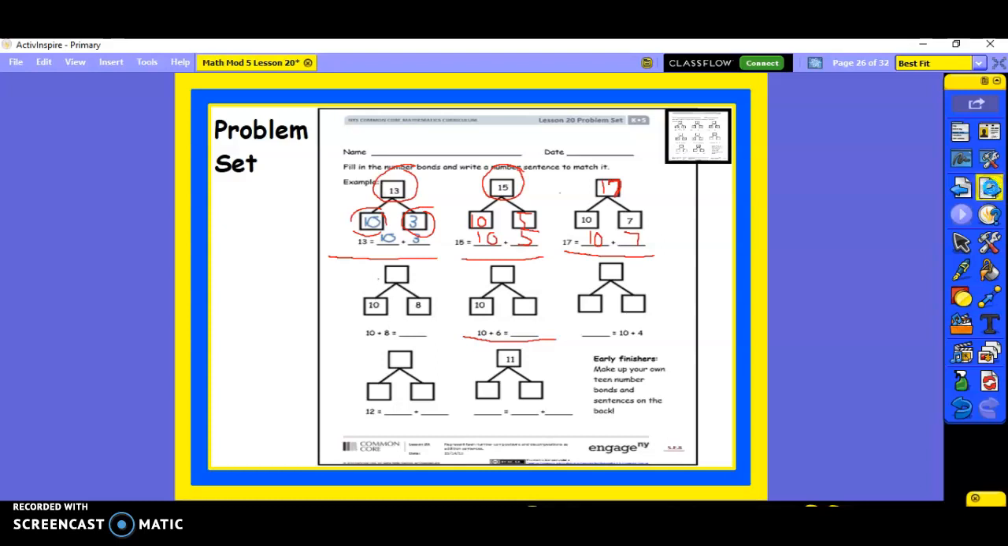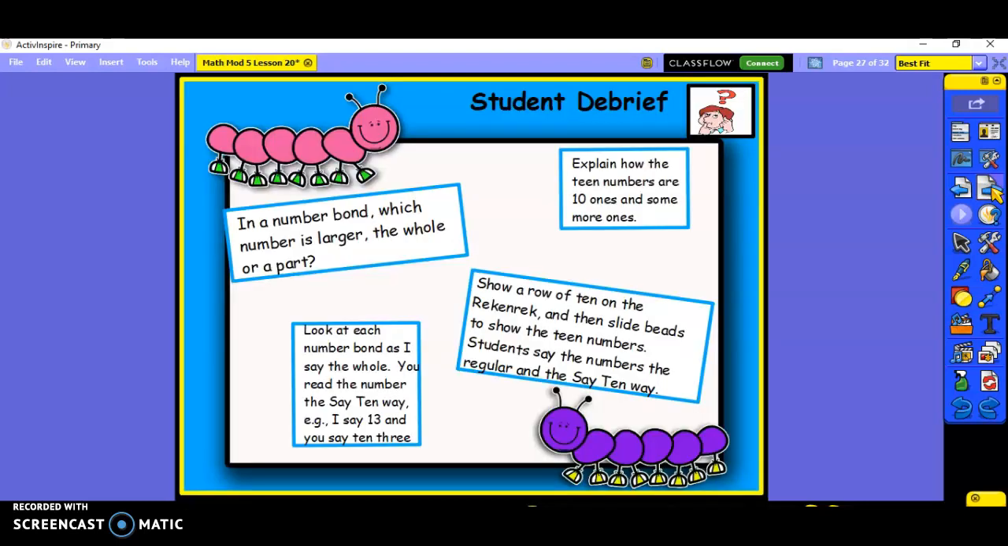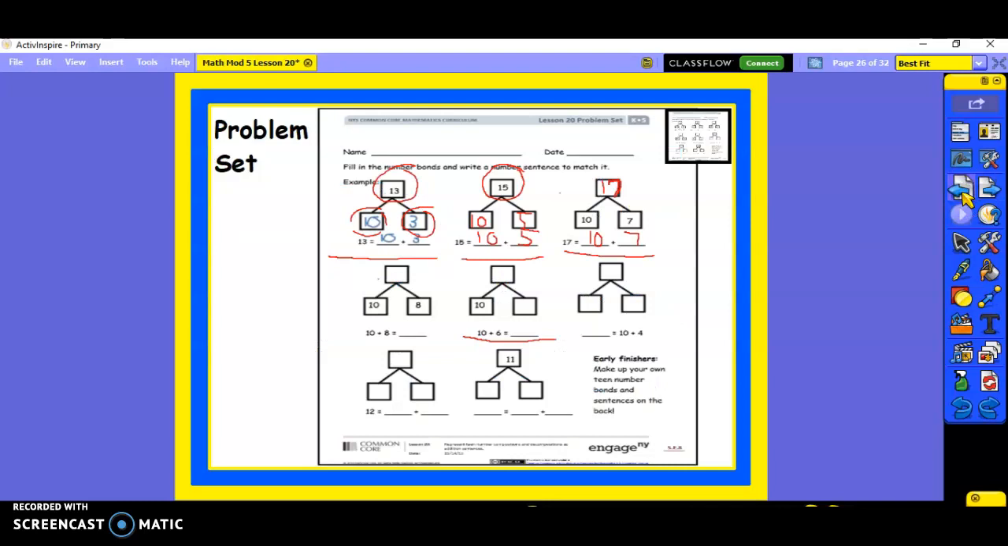Okay, I want you to work that with your mommy and daddy. Now think about it. I want you to look at each number bond, say the whole, and then I want you to read the number the Say 10 way. Explain how the teen numbers are some 10 ones and some more. Think about the numbers on your problem set as you work through them. Which part is your largest part? When you put your parts together, what is your whole?